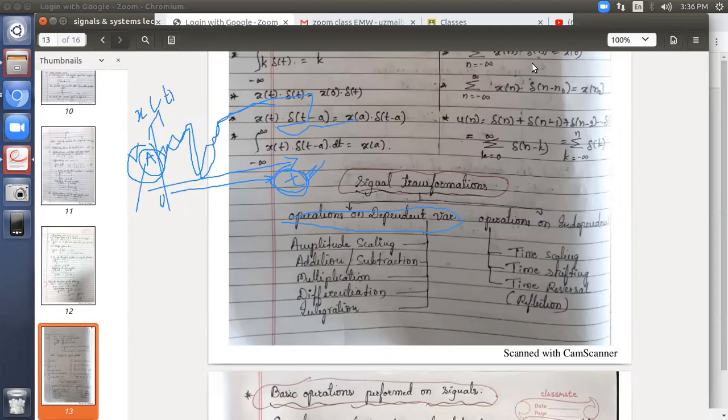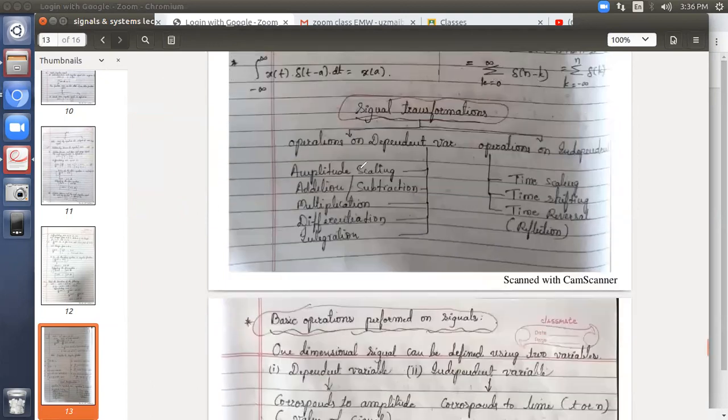So let us continue. I have listed here, if you can observe, some 5 to 6 operations we have to see on the dependent variable, that is amplitude in general. That is amplitude scaling.